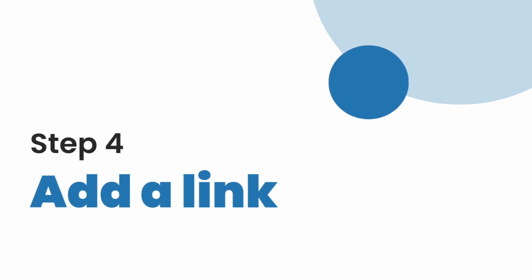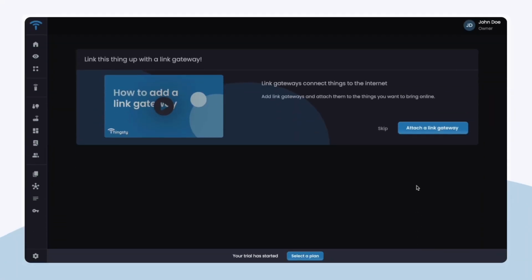Step 4. Linking a gateway. A gateway or link is the actual source of data. It can either be the sensor itself, if it connects directly to the internet, or a separate device that collects data from sensors and forwards it. Here's how we link a gateway.